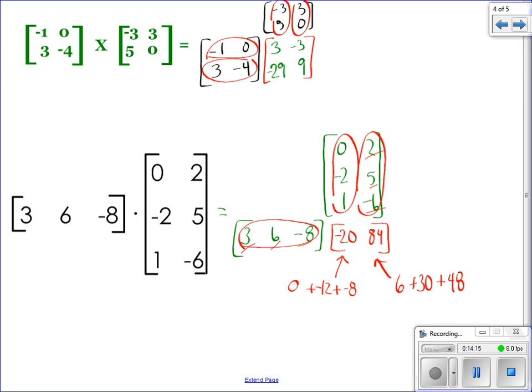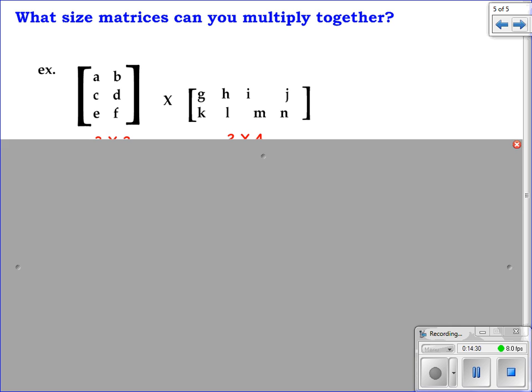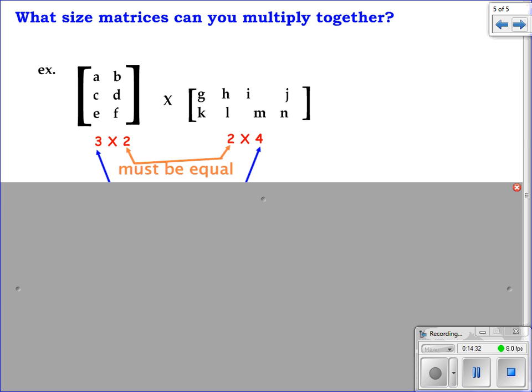One last idea with multiplying matrices is knowing what sizes you can actually combine. Okay, so let's say we had these two. Here's what you have to look for. This is a 3 by 2 matrix, which means there's 3 rows and 2 columns. That's always the order they put the dimensions in. As long as these 2 numbers right here match up and they're the same, then you can multiply them. It will work. Okay? The numbers on the outside actually give you the size of your answer.